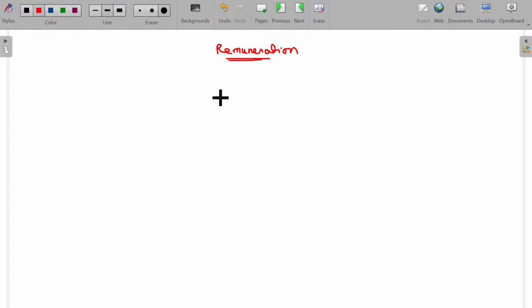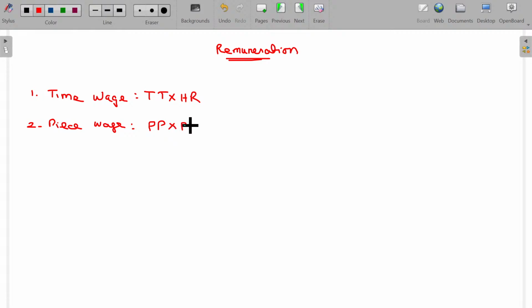While calculating the remuneration, we have the straight time wage system or piece wage system. These are the predominant systems that have existed for a longer period. Number of hours worked, time taken into hourly rate. In case of piece wage, pieces produced into piece rate will be taken.